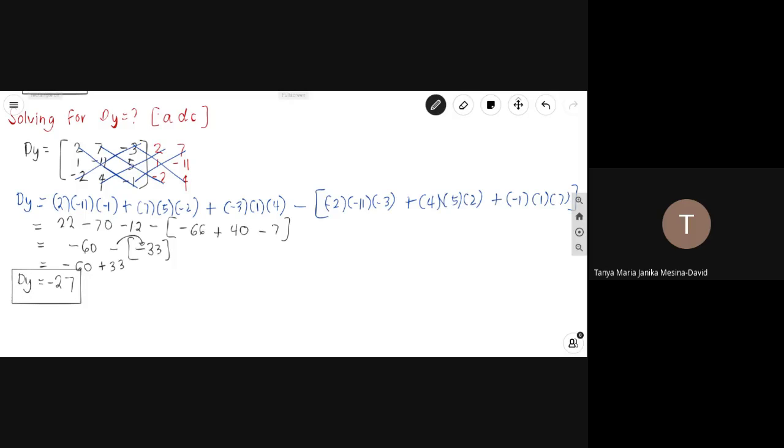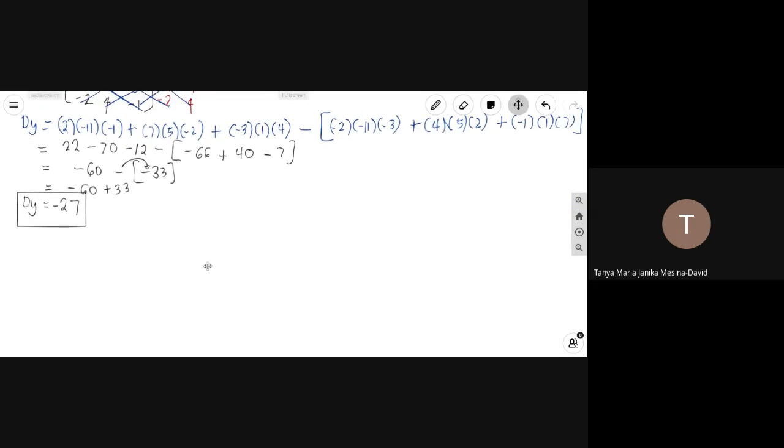Okay, so we're now done with Dx and then Dy. And the last one is solving for Dz. Okay, so this is the last determinant. So we are now solving for Dz.